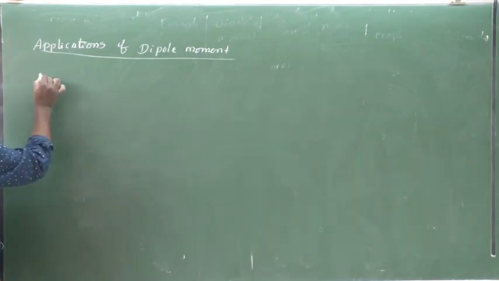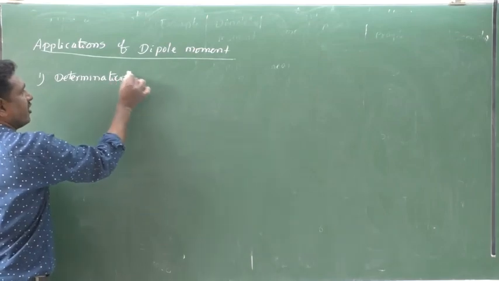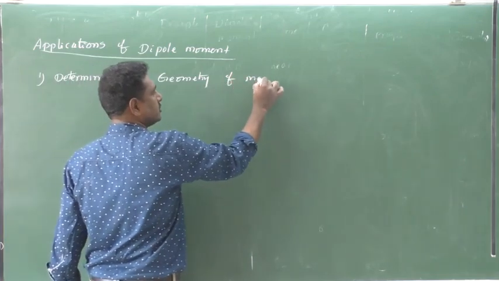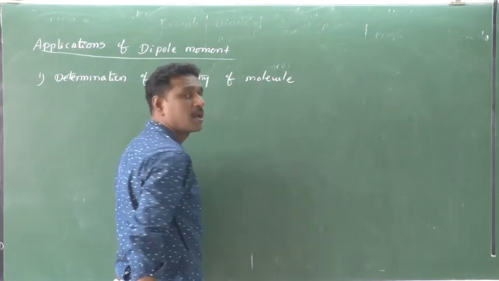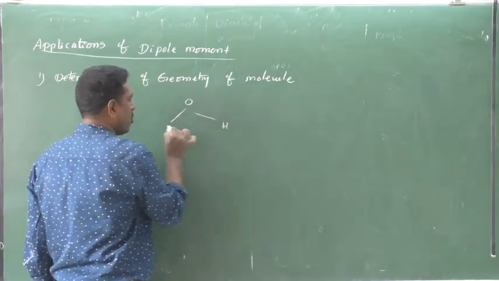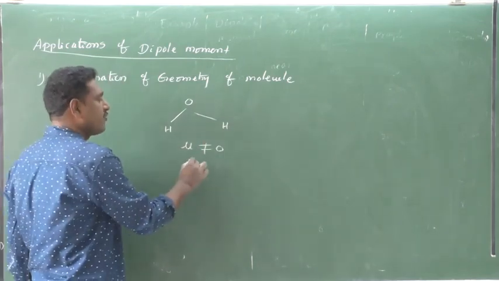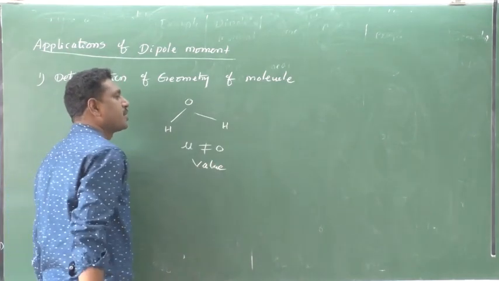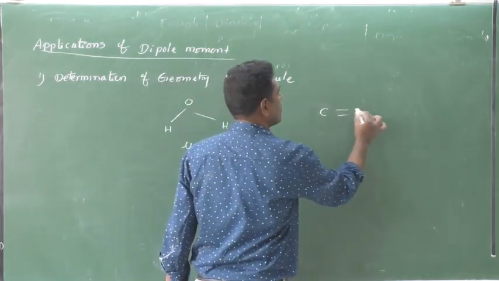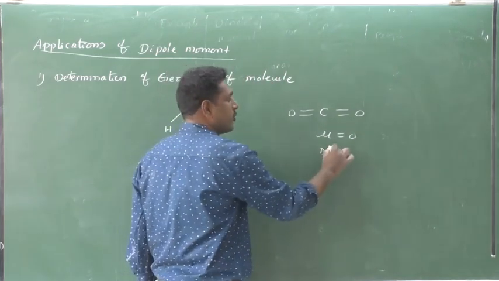First one is determination of geometry of molecule. So for example, water molecule, mu is not equal to 0. We have some value. But CO2, mu equal to 0, no value.